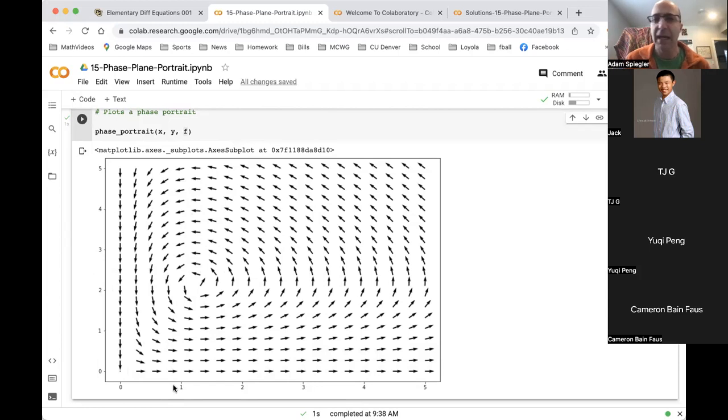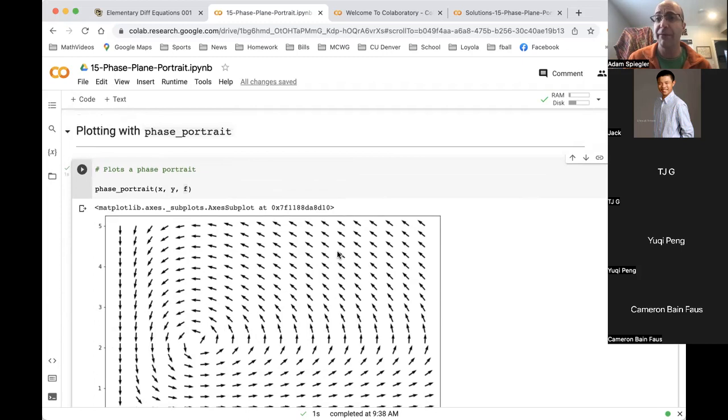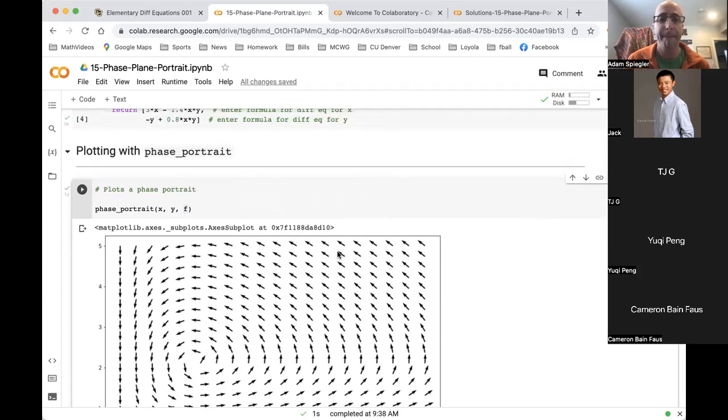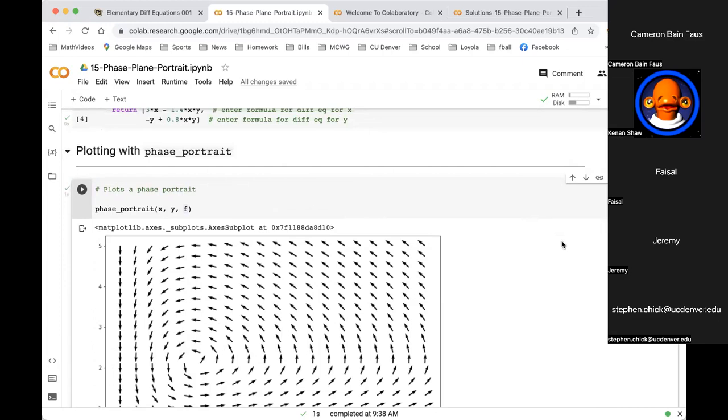Okay, so any questions about running this phase portrait function in Colab? You're welcome to raise hands or just unmute yourself.